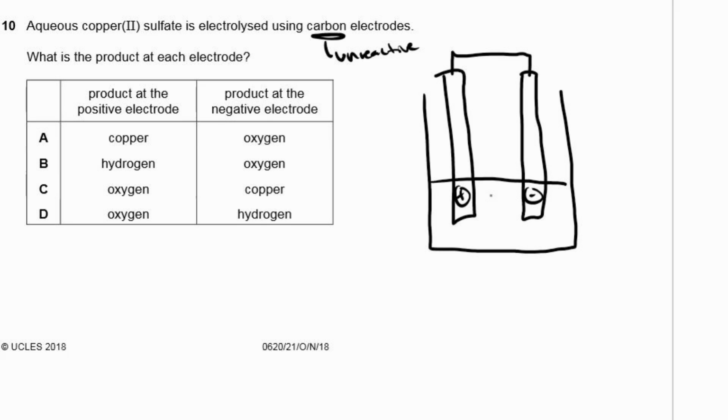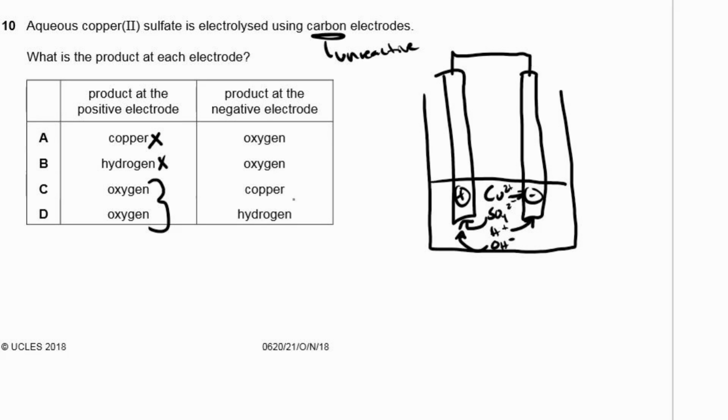And in our solution, we have copper(II) sulfate, so Cu2+, SO4 2-, and it's aqueous, so we have some H+ and some OH-. Okay, so the pluses will go to the minus, and the minuses go to the plus. Opposites attract. The product at the positive electrode: you can't get copper at the positive electrode because copper is positive and positive does not get attracted to positive. Again, the same thing with hydrogen. Hydrogen is positive, it won't go towards the positive. So it looks like you get oxygen at the positive electrode.